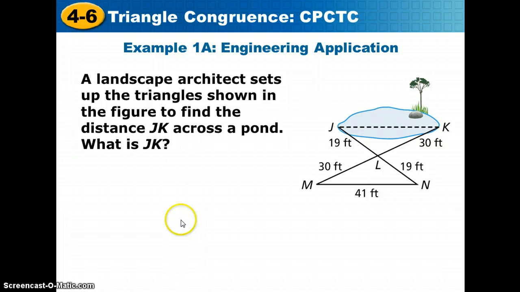So let's take a look at example 1. We're going to give some explanations of why things are the way that this problem says they are, and we're going to find values. We have a landscape architect setting up the triangles shown to figure out the distance across this pond.